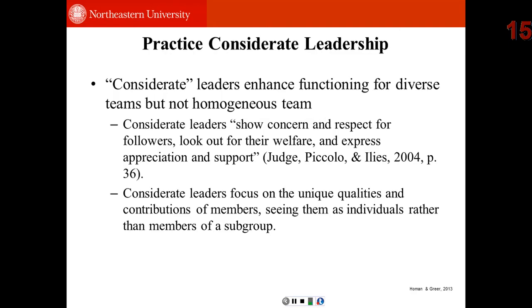And that's our last slide. So being considerate, leaders enhance functioning for diverse teams. Just take a look at what that means for you as you're leading teams. What does it mean to be considerate? Considerate leaders focus on the unique qualities and contributions of their members. They see their members as individuals rather than members of a subgroup. I find that to be a really good measure of deciding, am I being an effective leader? Am I taking diversity into consideration?